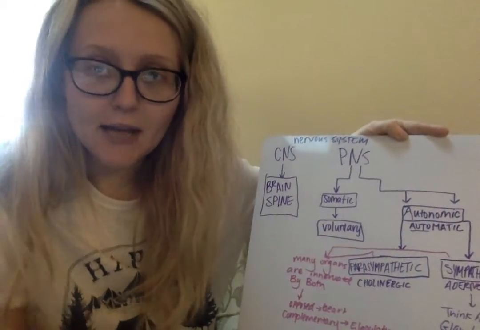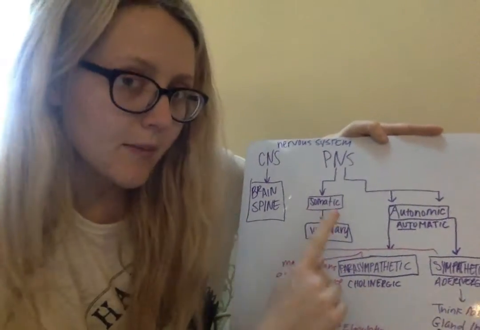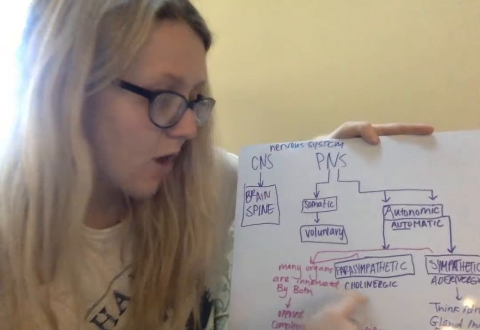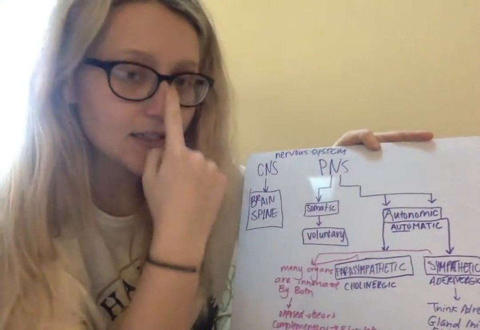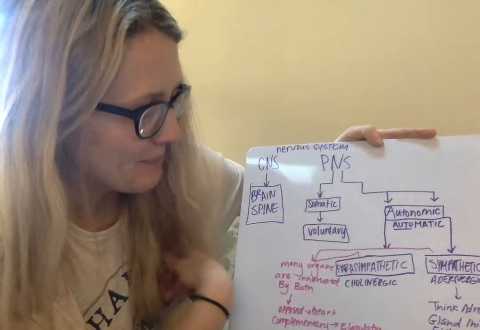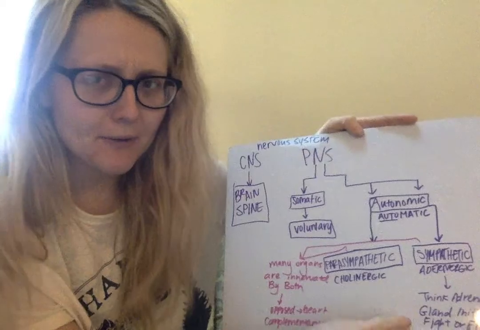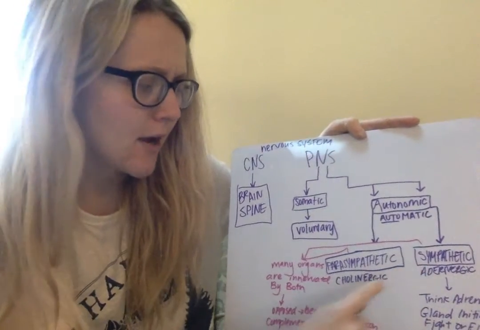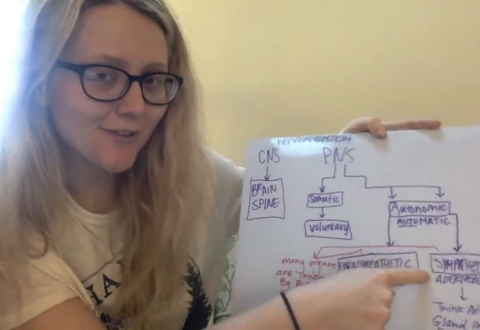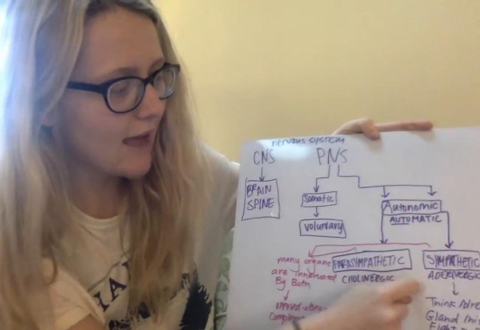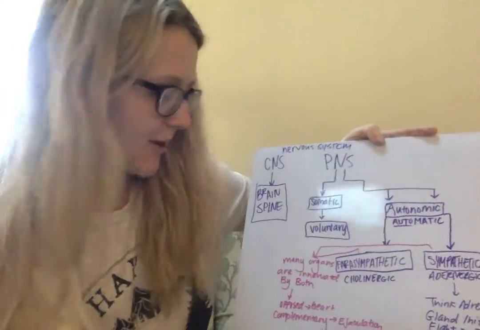And autonomic, I just think automatic. That's the easy way to remember it. And the parasympathetic is cholinergic, and the sympathetic is, I can never say this one, adrenergic. And I just think adrenal gland and the fight or flight response because what is it? Rest and digest for parasympathetic and fight or flight for sympathetic. So when I see adrenergic, I think the adrenal response, fight or flight.